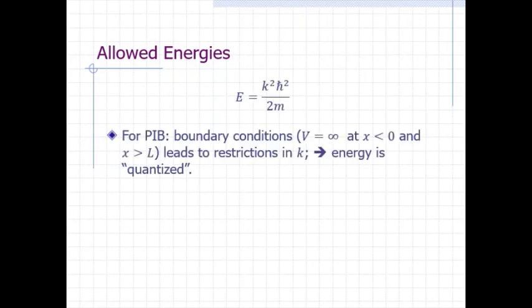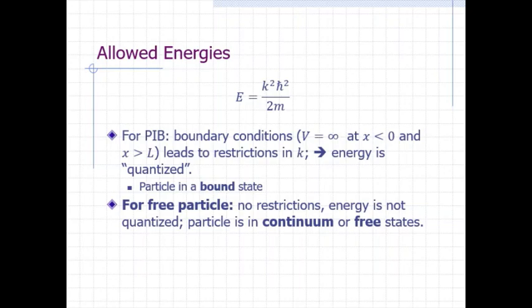We have seen that for stationary states of a particle in one dimension, the solution to the time-independent Schrödinger equation is given by this expression. For a particle in a box, the boundary conditions, that potential energy goes to infinity at the edges of the box and beyond, lead to restrictions in k, which leads to energy quantization. The stationary states for a particle in a box are said to be bound states. However, for a free particle, we don't have any restrictions, so the energy is not quantized. The stationary states for a free particle are said to be continuum states or free states.